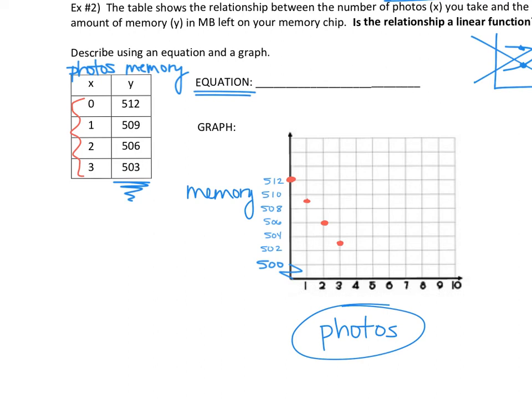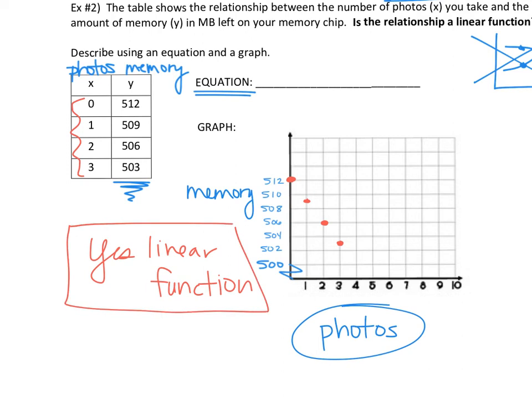Is this going to be a linear function? Yeah, it makes a straight line, okay? So we can just answer that question. We would say, yes, this is a linear function. Okay, so that's the answer to that part of the question. But we still have to come up with our equation, and that will show you that it's linear also.